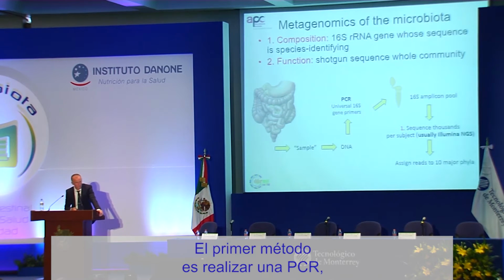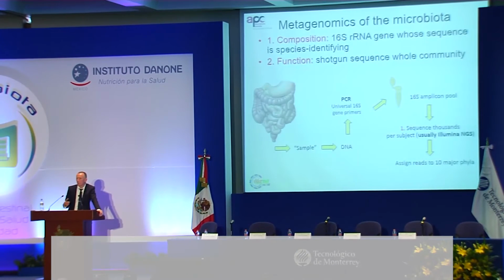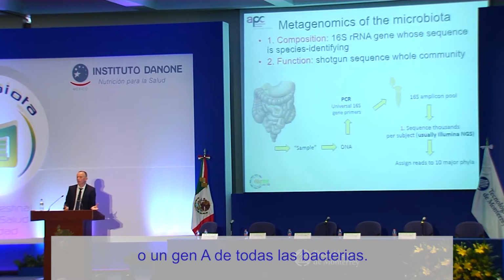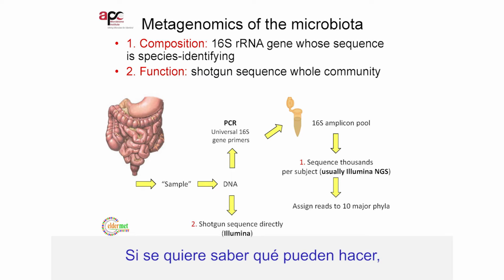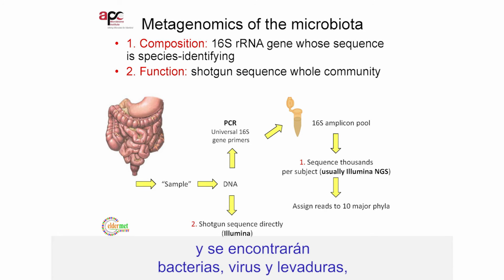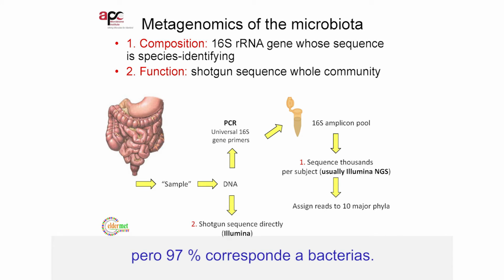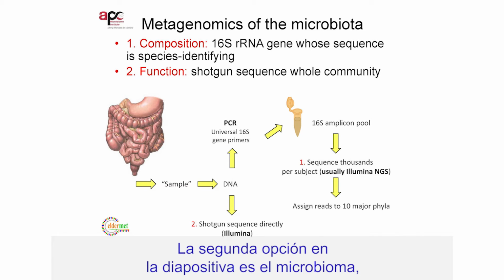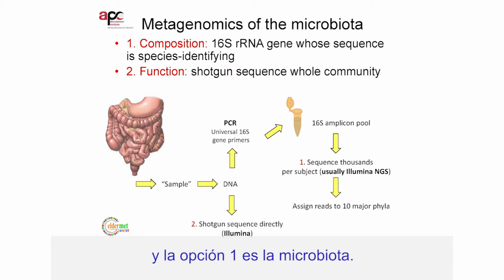The first method, what you do is you do a PCR, a polymerase chain reaction, with primers which amplify up a ribosomal RNA gene from all bacteria. If you want to know what they can do, you go back to the original total community DNA and you sequence it all. And you see bacteria, you see viruses, and you see yeast, but it's about 97% bacterial, and it's a big DNA sequence file. So option 2 on this slide is the microbiome, and option 1 is the microbiota.